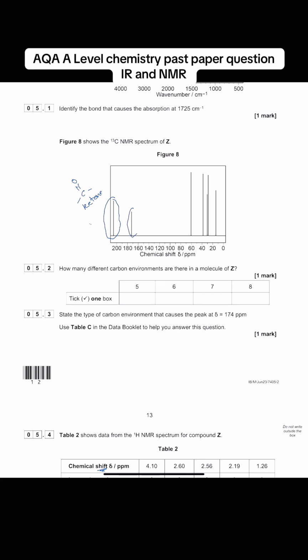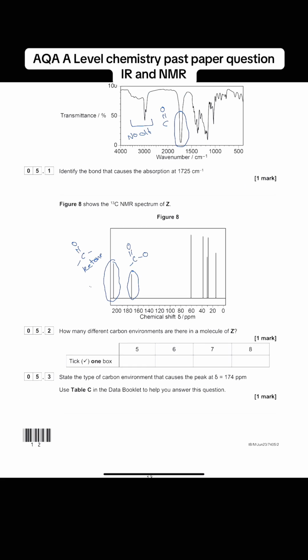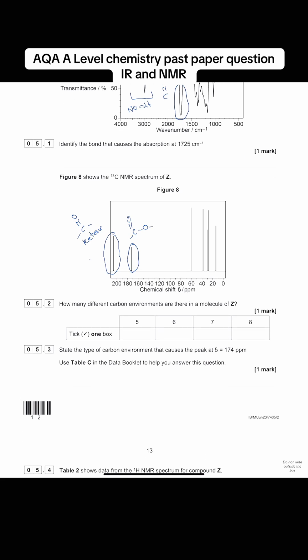And then there is another peak at 174 parts per million. And this is a very well-known peak for the carbonyl from either an ester or a carboxylic acid. Again, I know I don't have a carboxylic acid because there is no OH from the IR. So I must have an ester. So this is an ester as well.